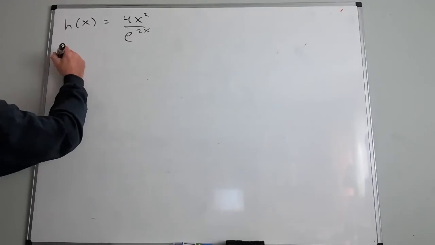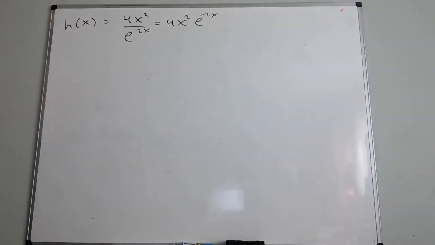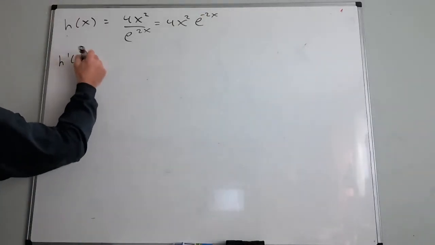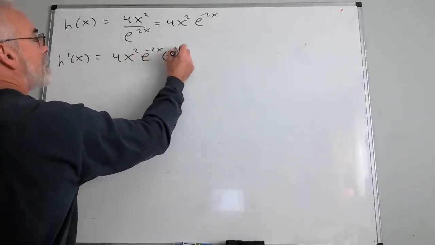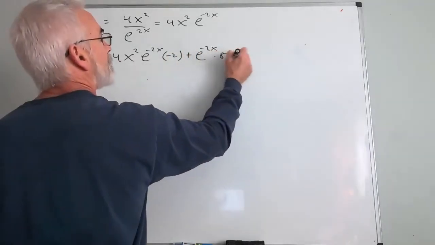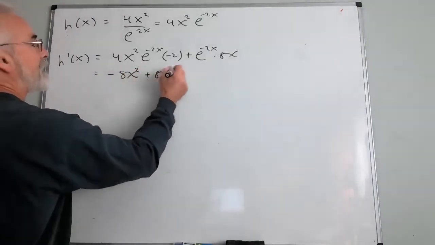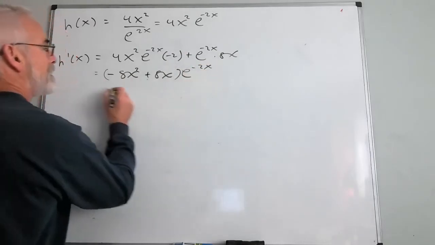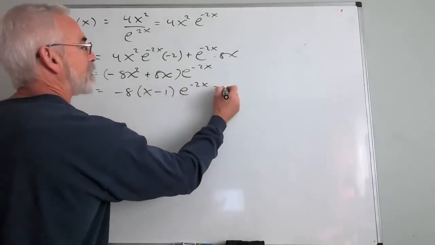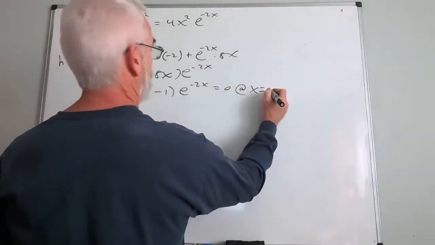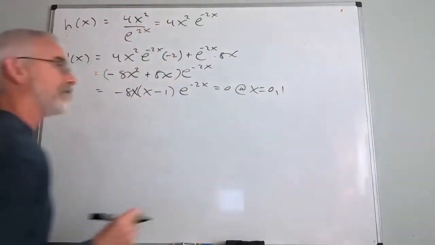Probably first thing I want to do is rewrite this. I don't want to use quotient rule. It's a product. So h prime of x is first times derivative of second plus the second times derivative of the first. That would be negative 8x squared plus 8x times e to the negative 2x, which, if I factor out the negative 8x, is negative 8x times x minus 1 times e to the negative 2x, and this equals 0. So x equals 0 or 1. Most people got that.